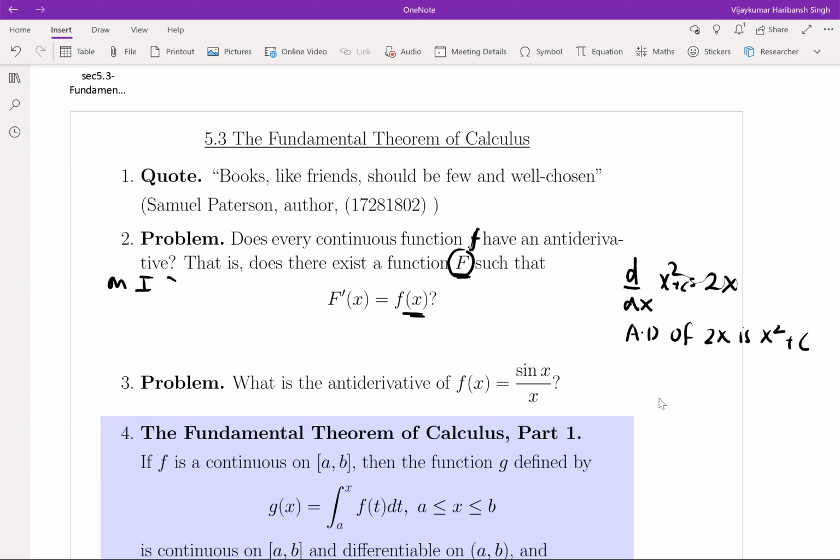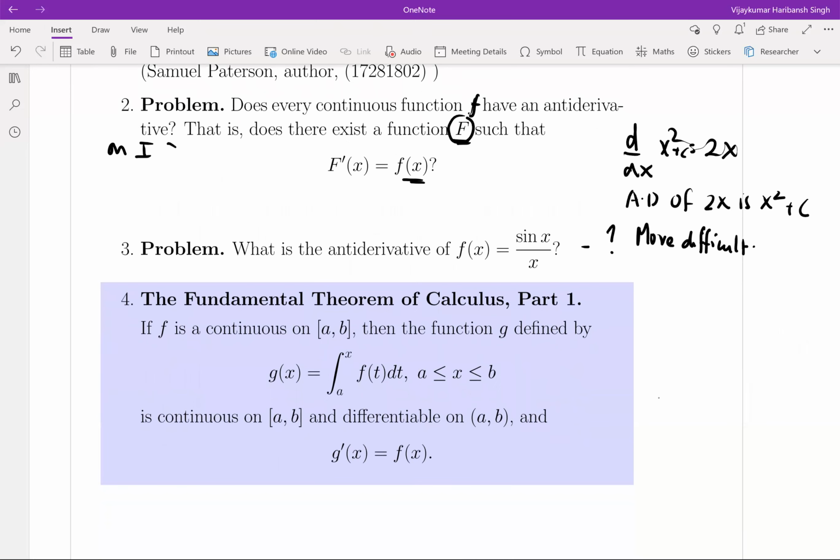In that case, the antiderivative of 2x is x squared plus c. So that is easy. Now, what is the antiderivative of f of x, which is sine x over x? Yeah, this is slightly more difficult, more challenging. Difficult to get, right? However, notice the following. This is the key result in calculus, which connects the integral with the derivative. So let f be a continuous function on [a, b]. Then this function defined as the integral from a to x of f of t dt, let's call this function g of x.